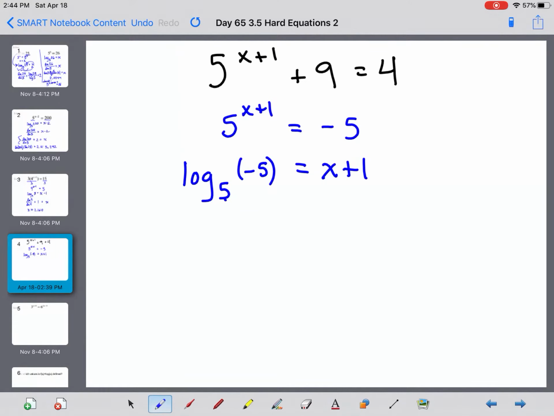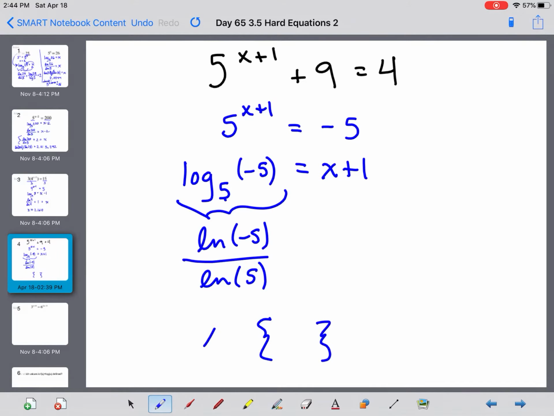I cannot take 5 and raise it to a power and end up with a negative number. So if you tried typing this in your calculator, if you were trying to do change of base formula on this one, you are going to get a value that does not work. So this one right here would just be the empty set, as there is no solution.